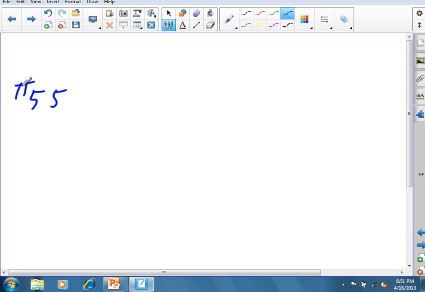55. A. Find the standard deviation of 5, 5, 5, 5. Well, they just told us that if they're all the same, it's 0. So we just write that down. B. Find the standard deviation of 0, 5, 5, 10.